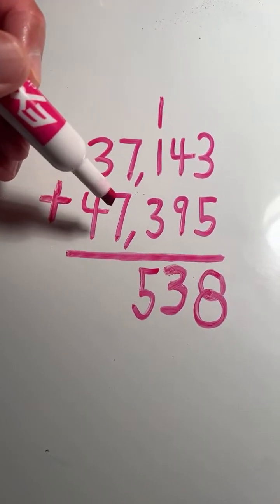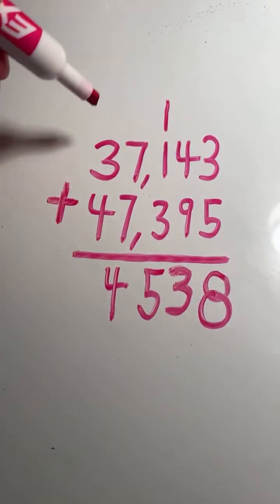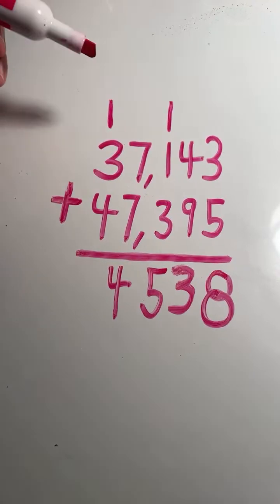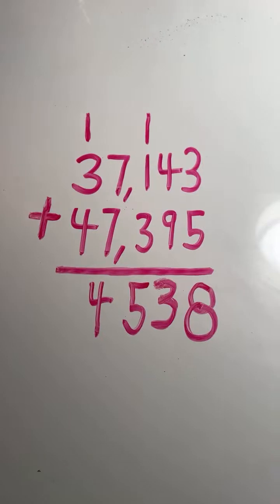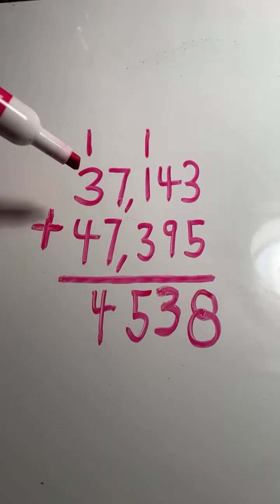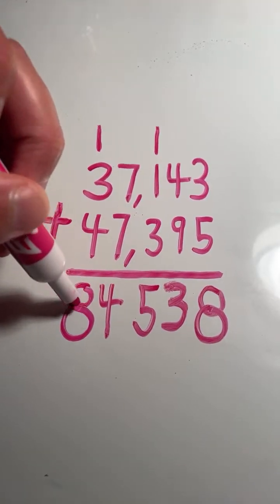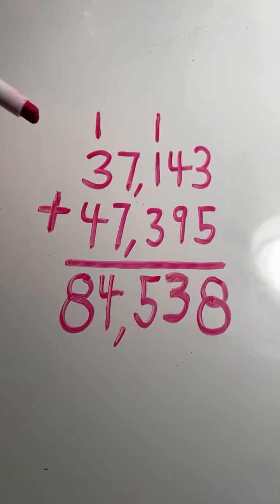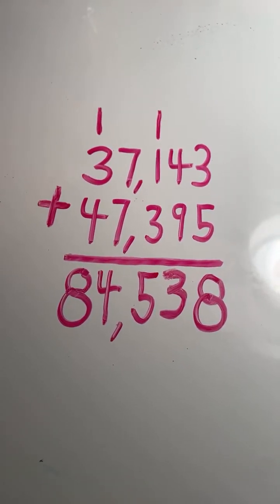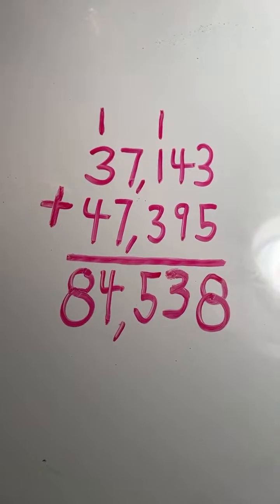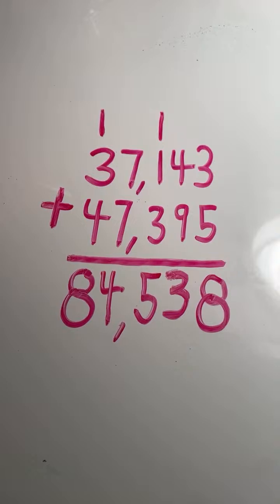7 plus 7 equals 14. Again, we have to regroup. The 4 in 14 goes in the thousands place. The 1 in 14 gets carried over to the 10,000s place. Three plus 4 equals 7, plus 1 equals 8. And we have our final answer, 37,143 plus 47,395 equals 84,538.